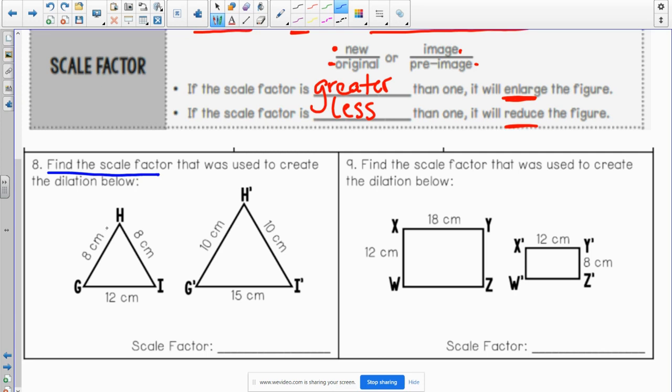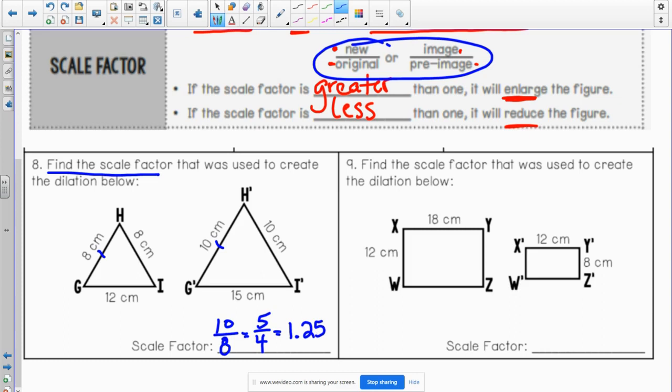We're going to start by just trying to find the scale factor that was used to create the dilation. So this is your pre-image, and then this is the image. Or we could call this the original and this the new. So if we refer back up here, you're going to put the new, or the image, on top, and then the pre-image or the original on the bottom. So corresponding sides to corresponding sides. This would be 10, and then that corresponding side would be 8. So 10 divided by 8, or just reduce the fraction. I'll reduce it first. Divide by 2 will give us 5/4, or if you like your decimals, 5 divided by 4 is 1.25.